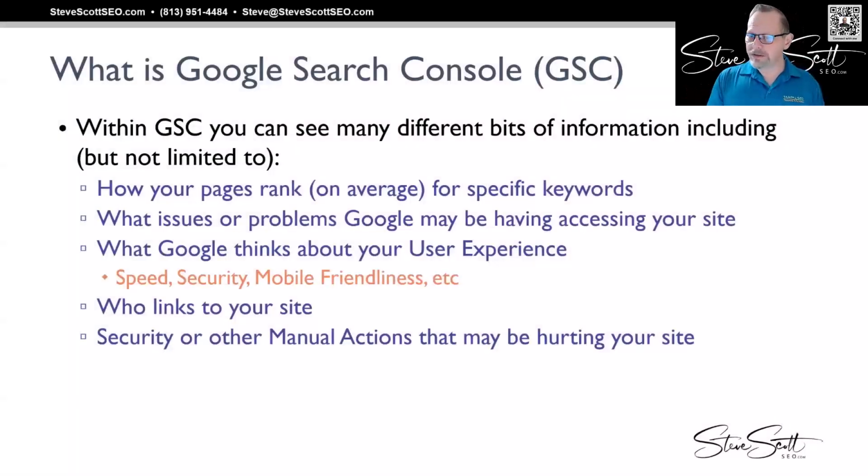Now, within Google Search Console, there's lots of different information that you can get, included but not limited to how your pages rank on average for specific keywords. It's the only place these days where Google will give you some indication of how you rank for a particular keyword, and you can even look at it quarter over quarter, which is the best you're going to get. Like look at the last 3 months versus the same 3 months last year, or the last 28 days versus the same 28 days of last year. And you can get information about that.